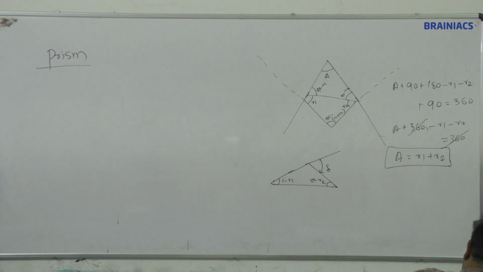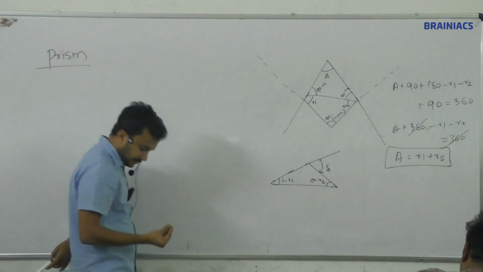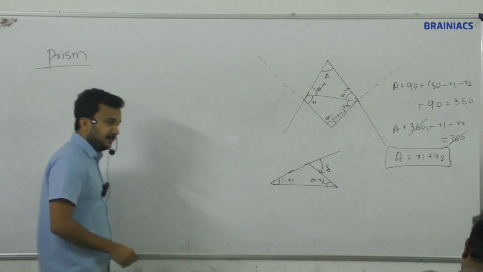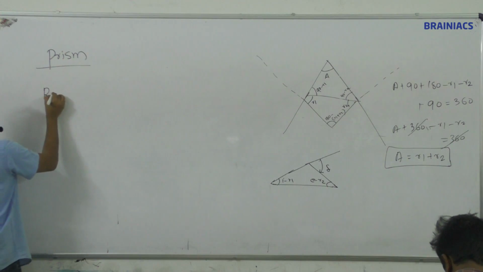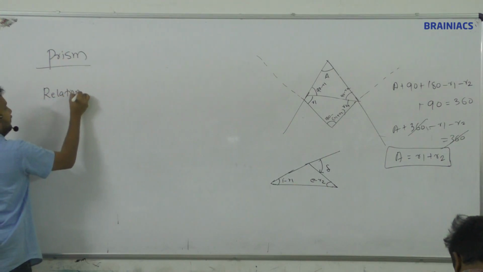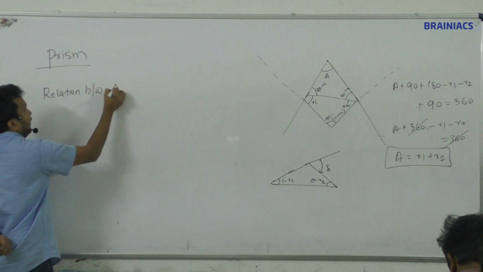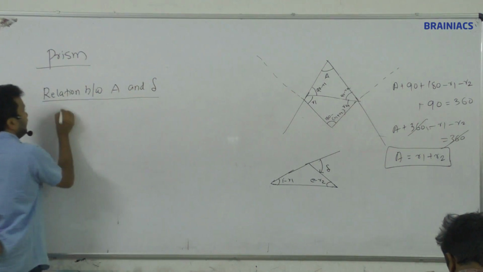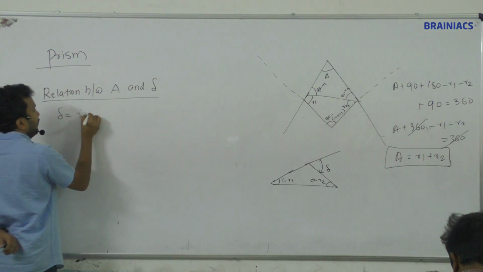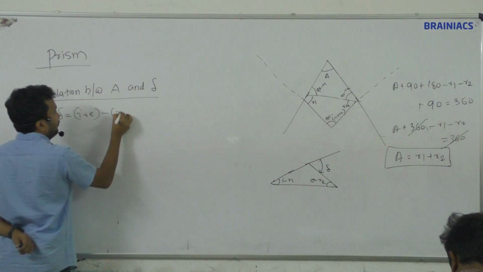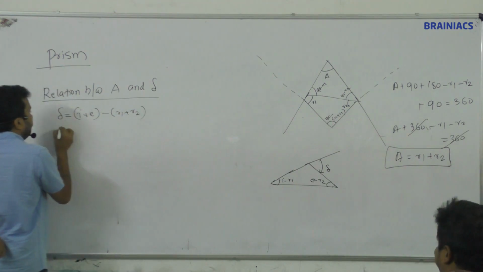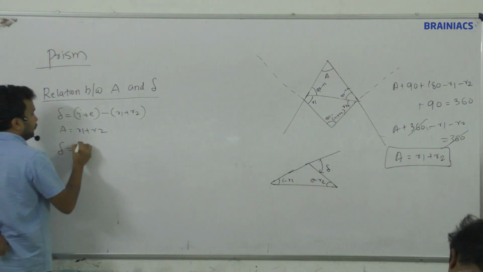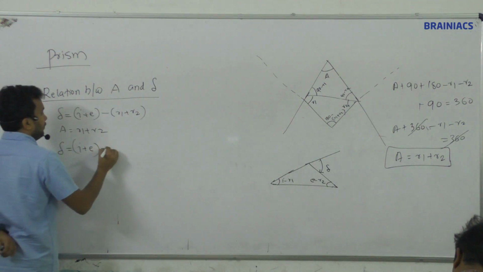Next heading, after writing A equal to R1 plus R2. Next heading: relation between A and delta. We know delta equals I plus E minus (R1 plus R2). We know A is equal to R1 plus R2. So delta equals I plus E minus A.